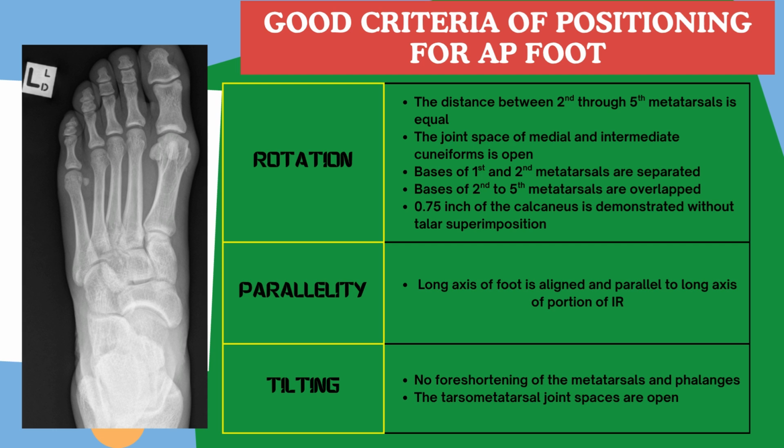The last component is about tilting. To prove this radiograph has no tilting, we need to make sure there is no foreshortening of the metatarsals and phalanges. Next is the tarsometatarsal joint spaces are open.